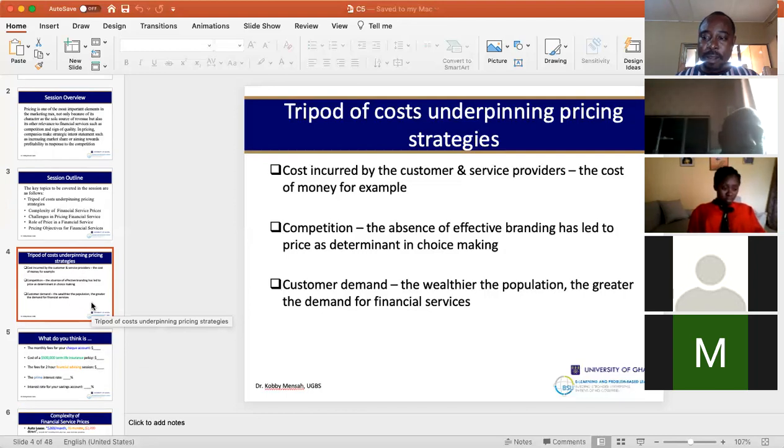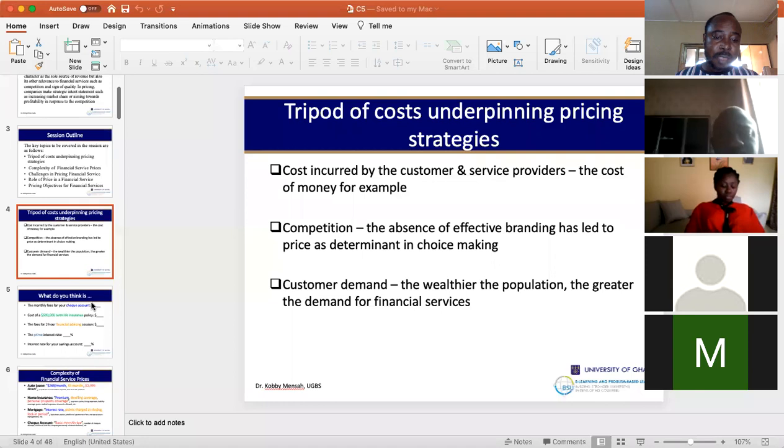Yes. What about value of the product? So when it comes to the value of the product, that's what we're talking about, the customer demand. That is, how does the customer perceive the product, and whether they think it is worth that amount. Okay, good point. Excellent. Thank you.